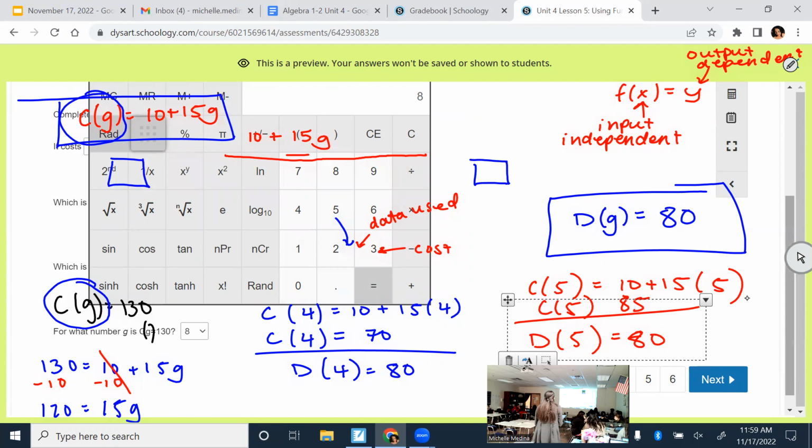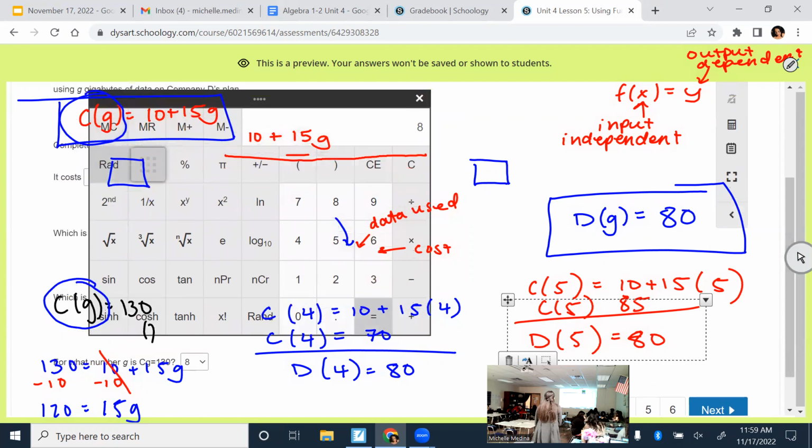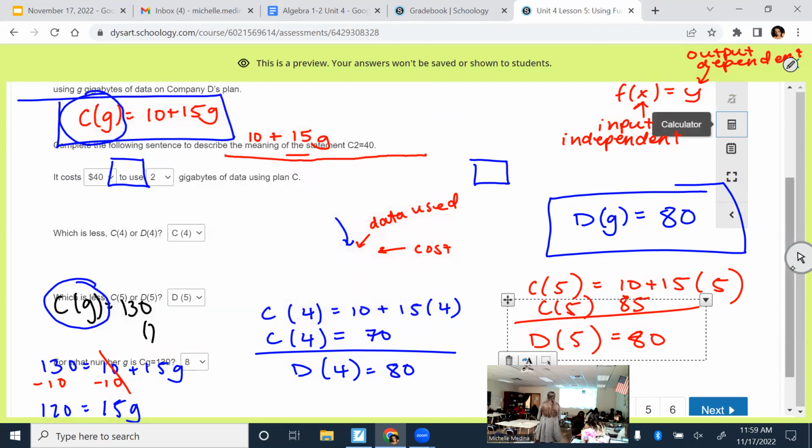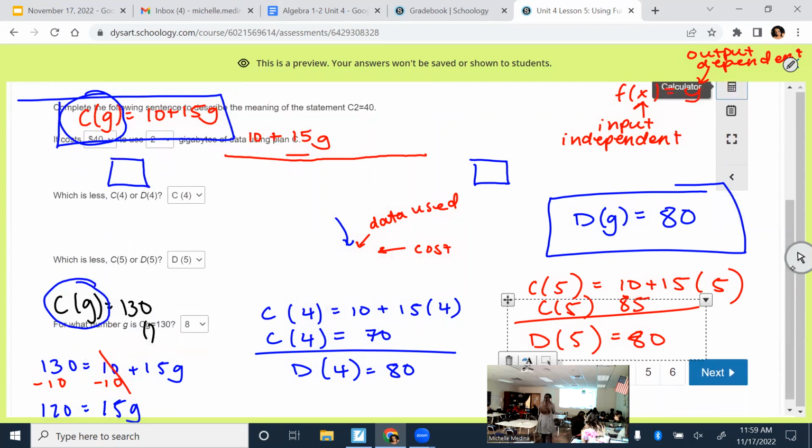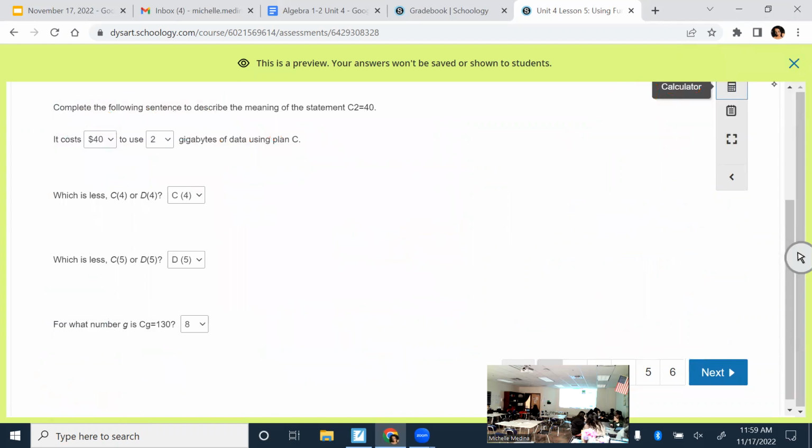All right, questions on this one? This one would honestly be a really great test question, because it's making you use so many different skills, translating skills, function notation skills, and then solving your functions. Questions on this one? All right, we might have time for one more. So which other one, if any?